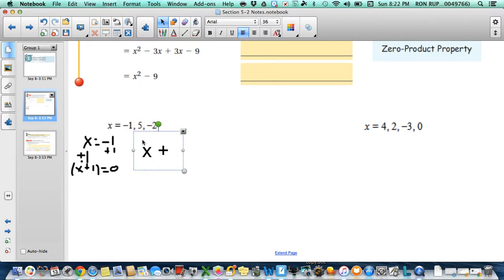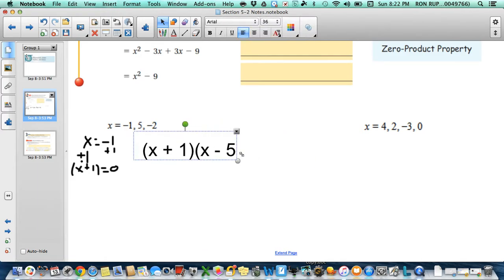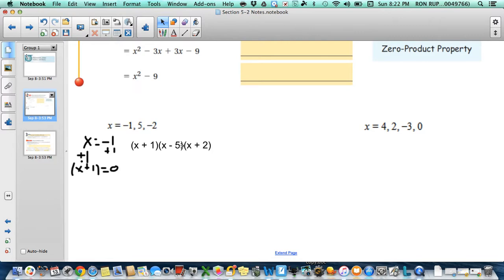So we have x plus 1 equals 0. We have x minus 5 equals 0. And we have x plus 2 equals 0. And so these are our factors. And we know that these are factors because we're just doing the reverse of what we did earlier. Before, we took a polynomial, factored it, got these factors, set them equal to 0 to get our x-intercepts, or our zeros. And so now we're going to start with zeros and make a polynomial.